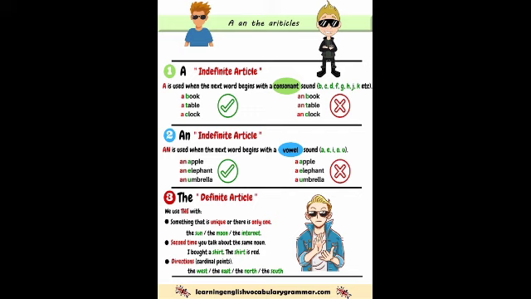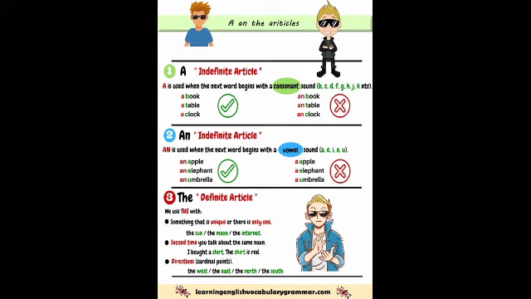Look at this: a book, a table, a clock. Then indefinite article an is used before vowel sounds: an apple, an elephant, an umbrella. Then the definite article the is used with something that is unique or there is only one. Look at the examples. The sun, the moon, the internet, the earth. All these are only one.